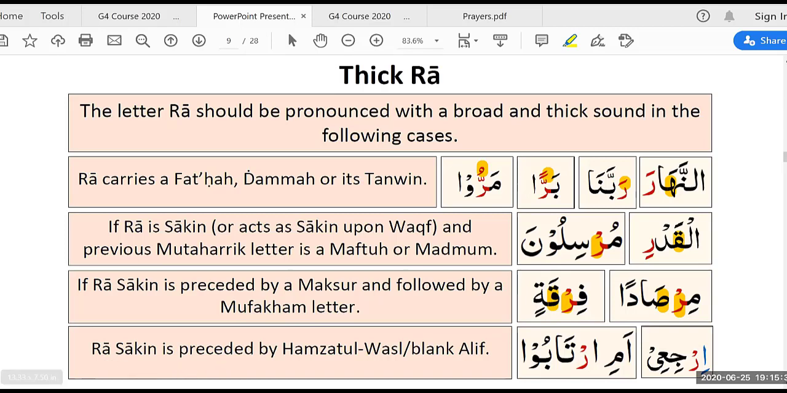Lastly, if Ra sakin is preceded by Hamzatul Wasl, which is a blank alif. As you can see in these examples, Ra is sakin, but it's preceded by Hamzatul Wasl. We can also go into a lot of detail with this one, but again, as I said, this is a basic course, so we won't go into too much detail. As long as you remember that if Ra sakin is preceded by Hamzatul Wasl, you have to make Ra thick, this should be good enough.